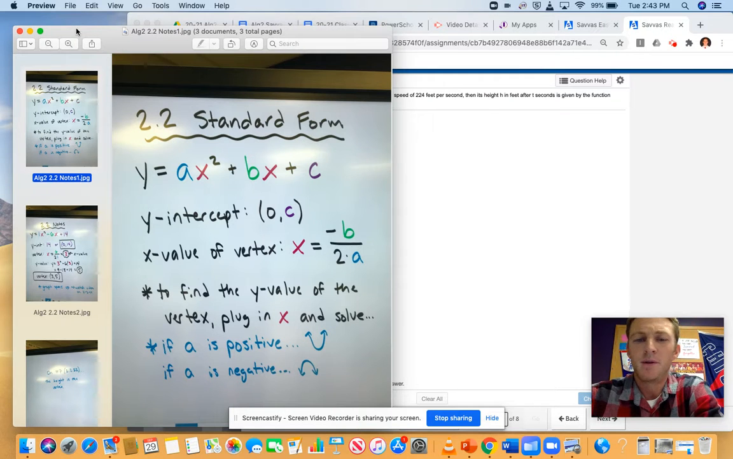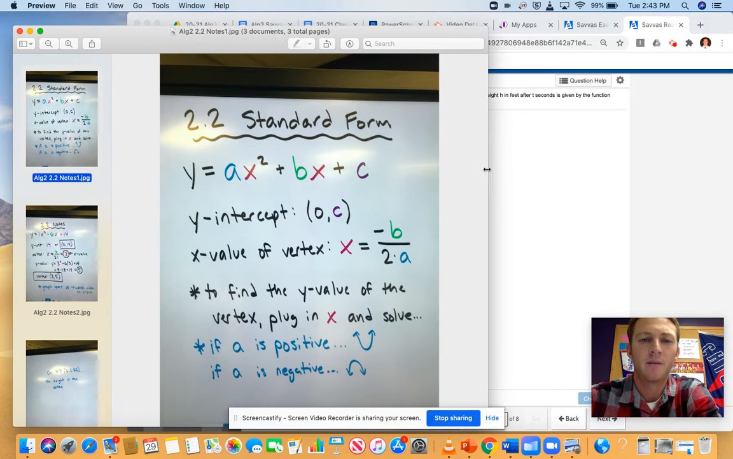Hey, Algebra 2, starting 2.2 today, standard form on Savas. It might not call it standard form, but that's what we are. We have y equals a times x squared plus b times x plus c. Notice the x's are kind of in pink, y's in black, a, b, and c are all different colors.